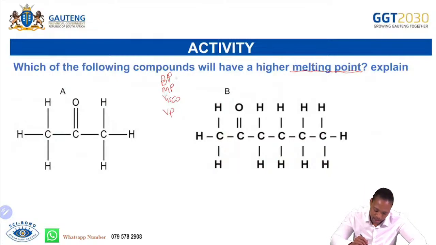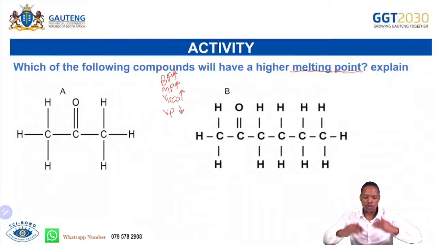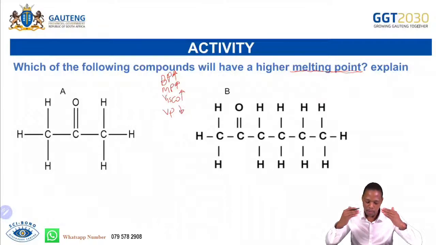If I know that the boiling point of this compound would be high, then that means I know that the melting point will also be high of this compound. That means I know that the viscosity will also be high. That means I know that the vapor pressure will be low. So as long as you know something about one of these physical properties, you know something about all of them.